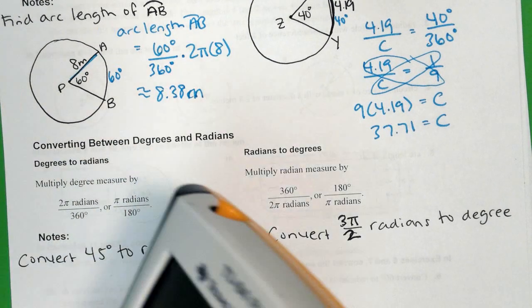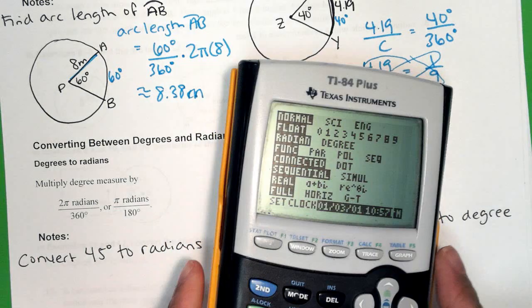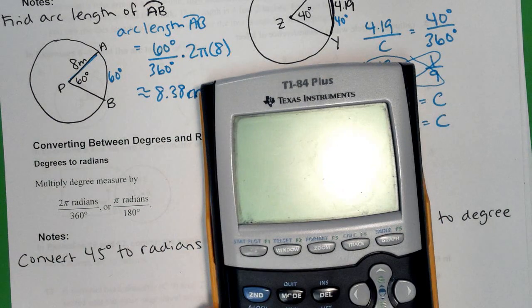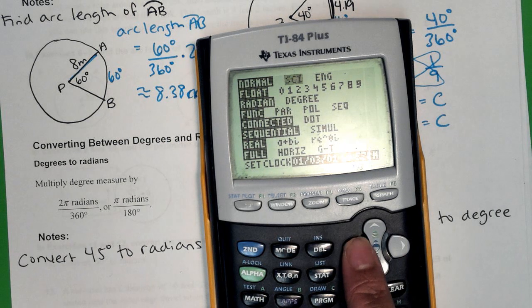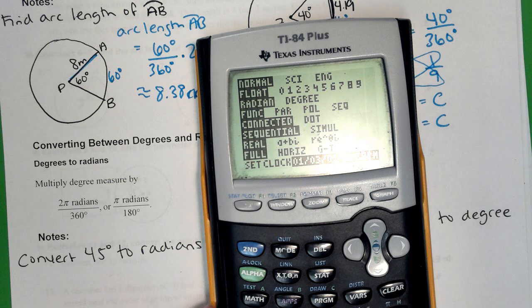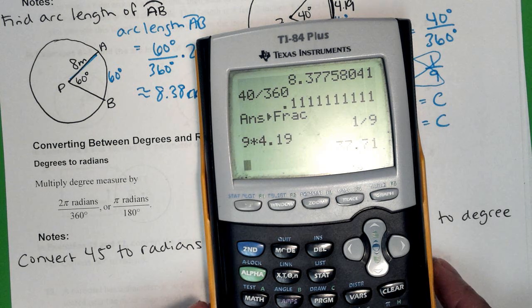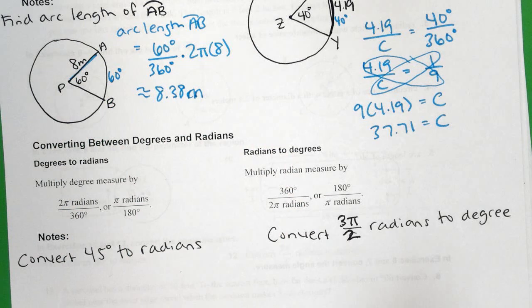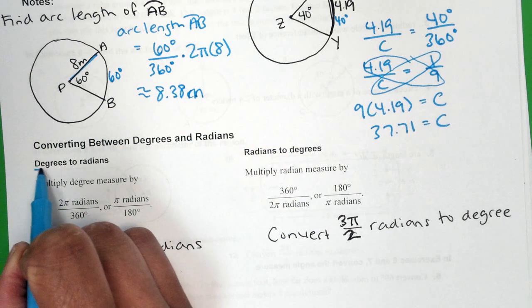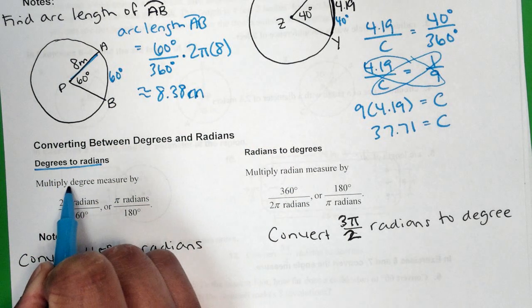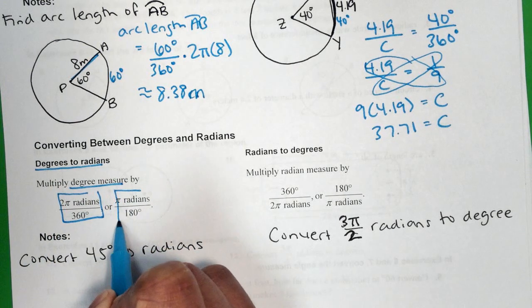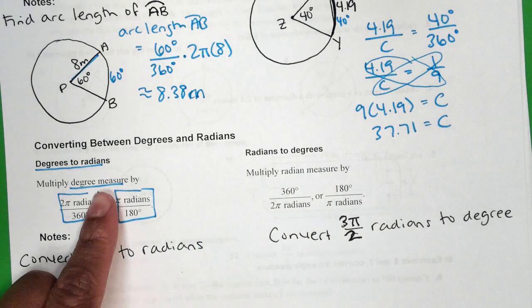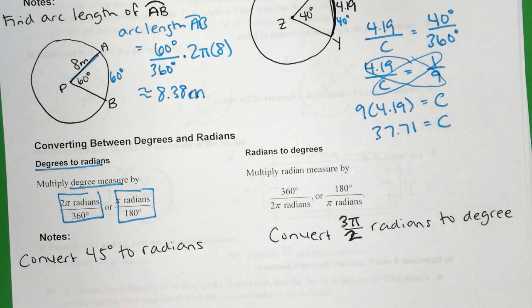And in this case you want your modes to be in radians. So if you turn your calculator on and go to mode, remember we talked about radian and degree. Your calculator is probably going to be in radian mode, okay? And so in order to do this one, we're going from degrees to radians. We're going to multiply the degree measure by either 2 pi radians over 360 degrees or pi radians over 180 degrees. So each one of these will work, and we'll try it with both, and you'll see the same answer.